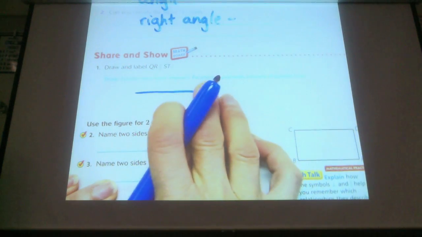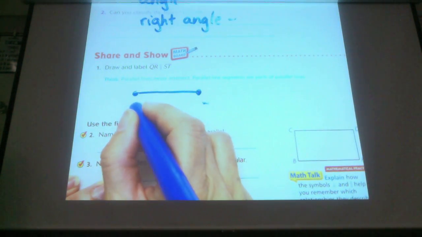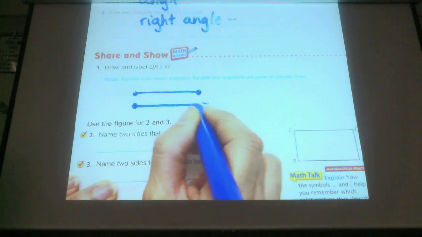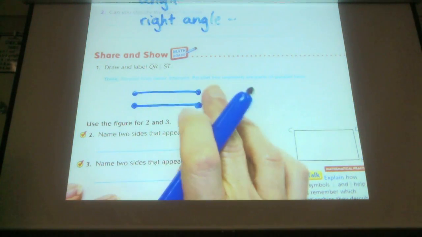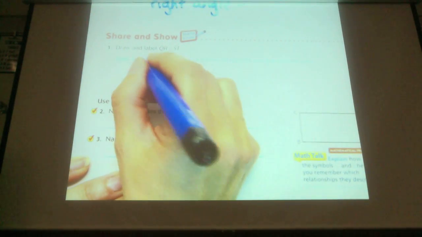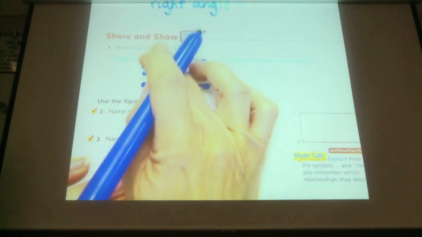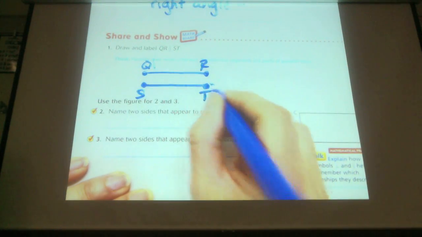Actually, it's a segment, so I'm going to do this. And then I'm going to make the next one appear to not intersect. Do those look pretty parallel? Yeah, this one we're going to call Q and this R. And I'm going to call this S and this T.